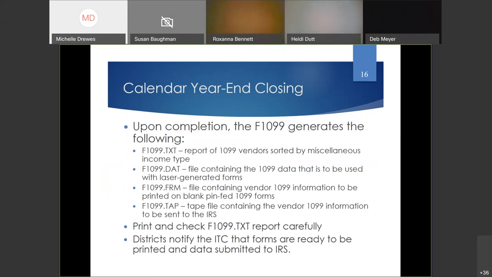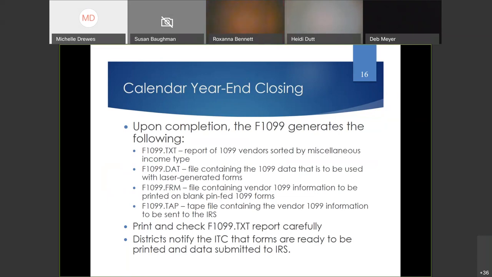The form file, I don't believe any of the ITCs are using pin-fed forms for 1099s. I believe everyone's on the laser one, so you can basically skip that one. And then the tape file. This is the file that contains the 1099 information in the format needed for the IRS.